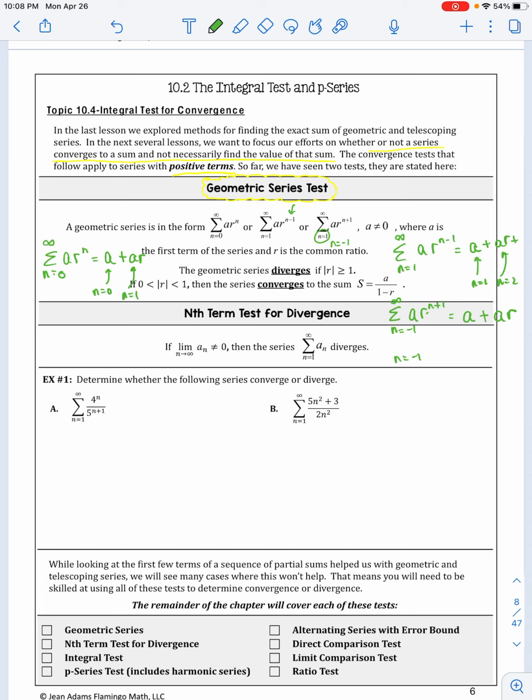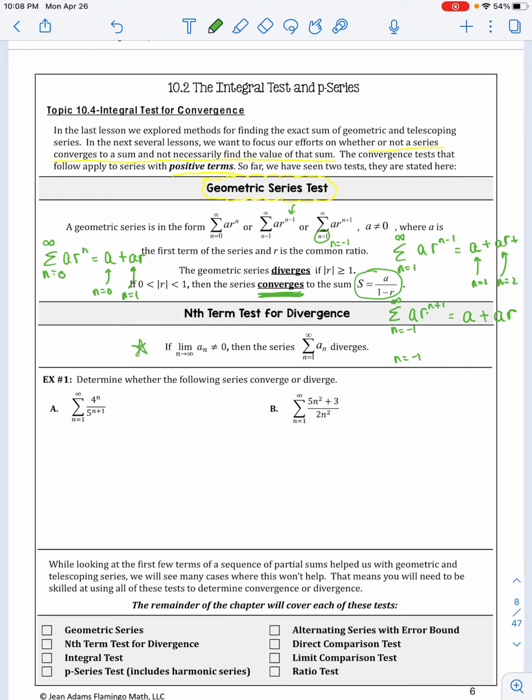Now, a is your first term of the series, r is your common ratio. The geometric series diverges if the absolute value of r is greater than or equal to 1. If the absolute value of r is between 0 and 1, then the series converges, and it has a sum a over 1 minus r. Okay, and that was when I said that, yes, you can tell us what it converges to if it's geometric.